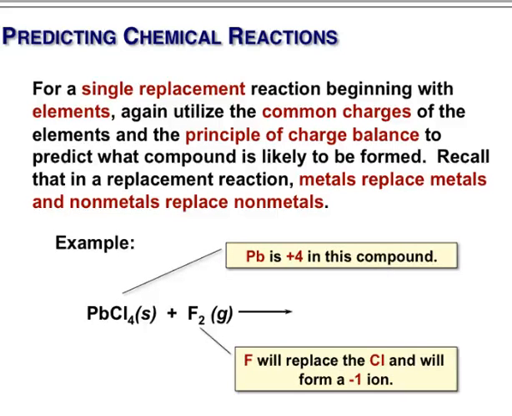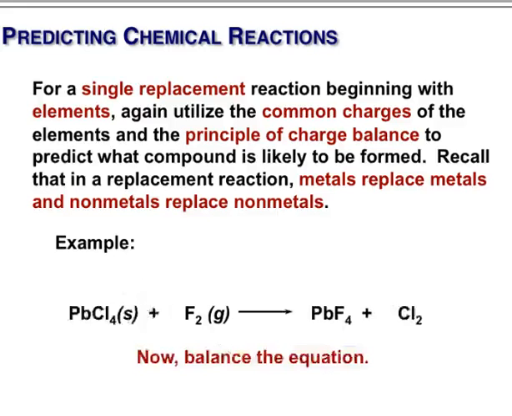Well, lead is going to be +4 here, so that means it's +4 in our product. We're going to swap the 2 nonmetals. So we're going to get lead 4 fluoride. Chlorine will form the molecular chlorine Cl2. Are we balanced? No. So balance it.